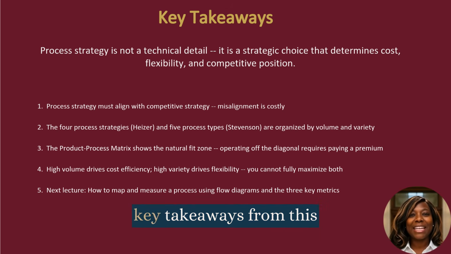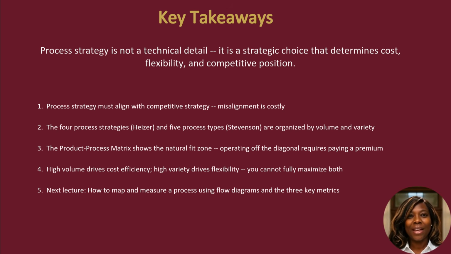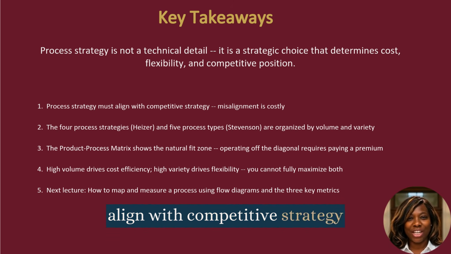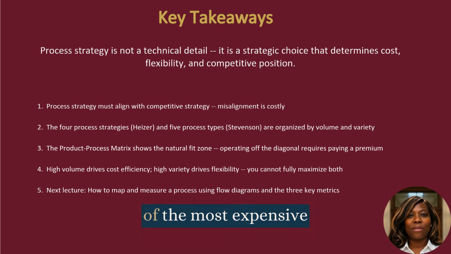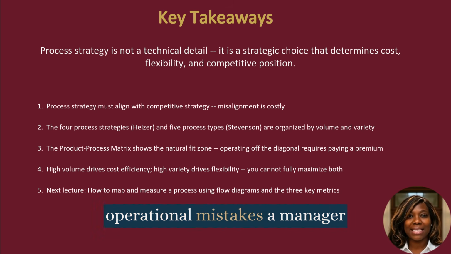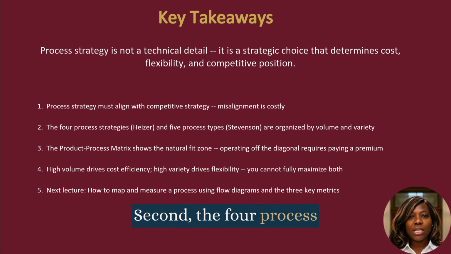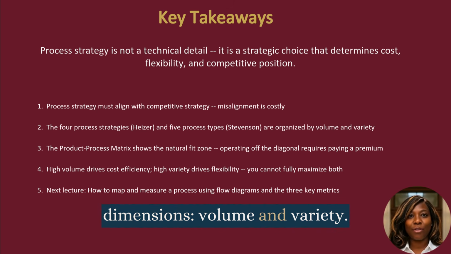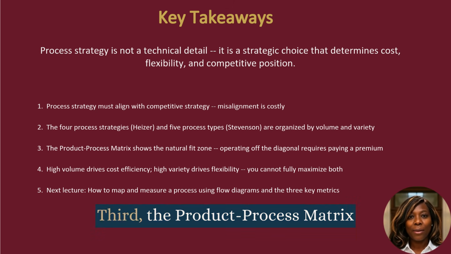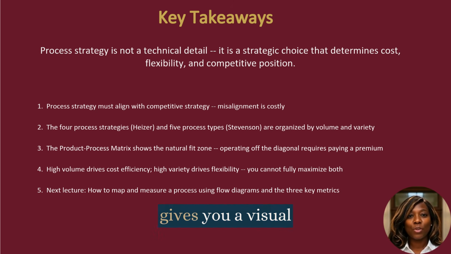Let's recap the 5 key takeaways from this lecture. First, process strategy must align with competitive strategy. A mismatch is one of the most expensive operational mistakes a manager can make. Second, the 4 process strategies and 5 process types are all organized around the same 2 dimensions: volume and variety. Third, the product process matrix gives you a visual tool to check alignment.